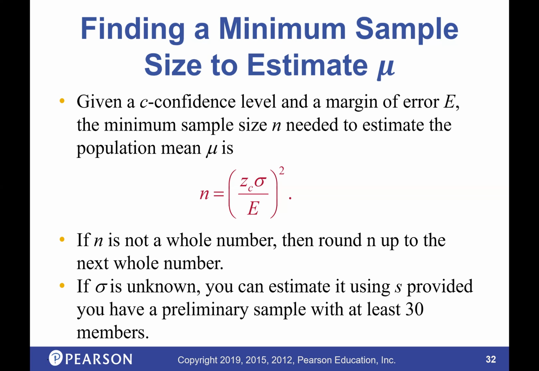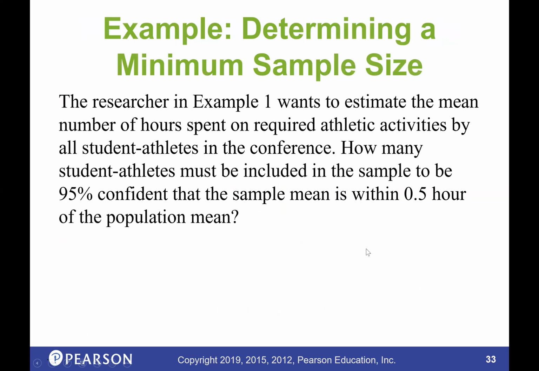So let's go back to our estimate for our student athletes, since we're doing that example here. Since we've done the preliminary work on it, researcher, example one, wants to estimate the mean number of hours spent on required athletic activities by all student athletes in the conference. How many student athletes must be included in a sample to be 95% confident that the sample mean is within 0.5 hour of the population mean? So I want it to be super close.